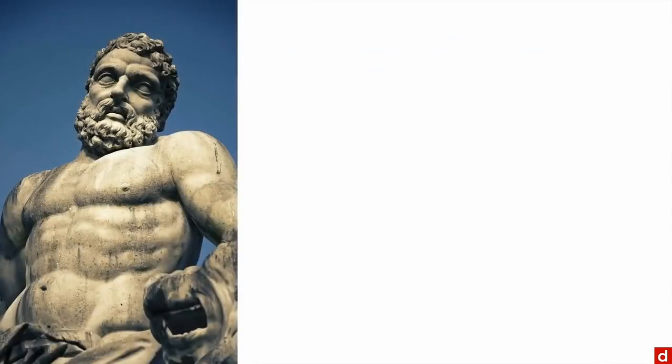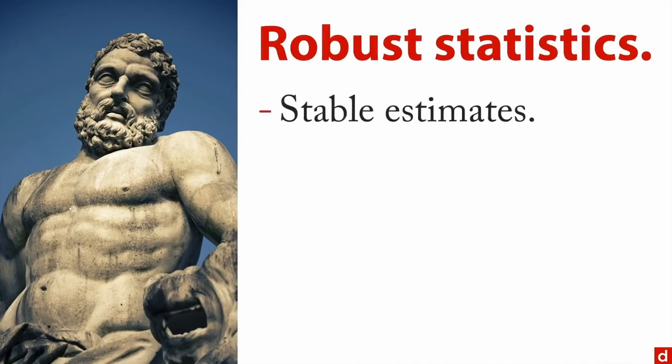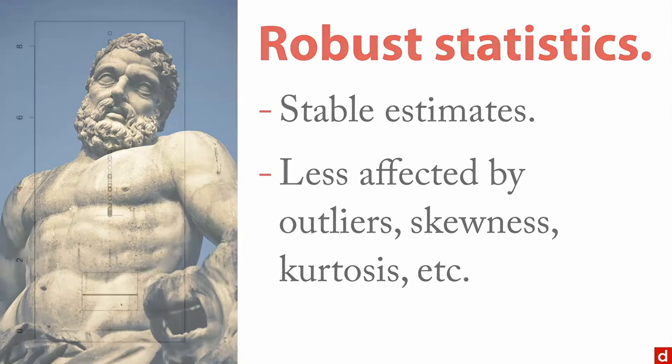This, by the way, is Hercules, a robust mythical character. And the idea with robust statistics is that they are stable, that even when the data varies in sort of unpredictable ways, you still get the same general impression. This is a class of statistics, an entire category that's less affected by outliers and by skewness and kurtosis and other abnormalities in the data.